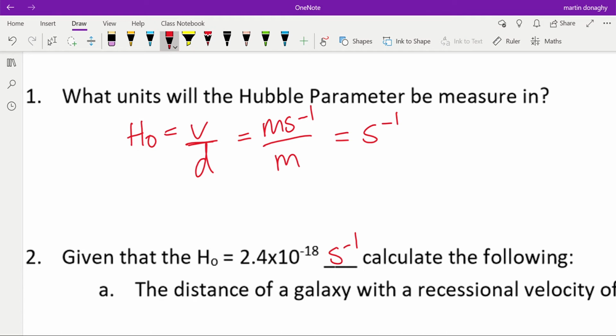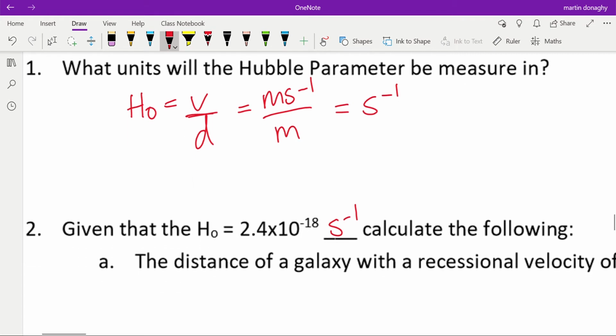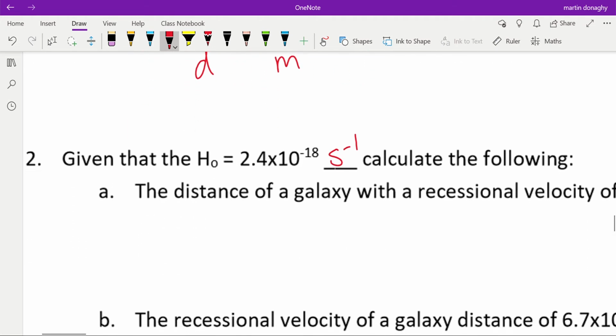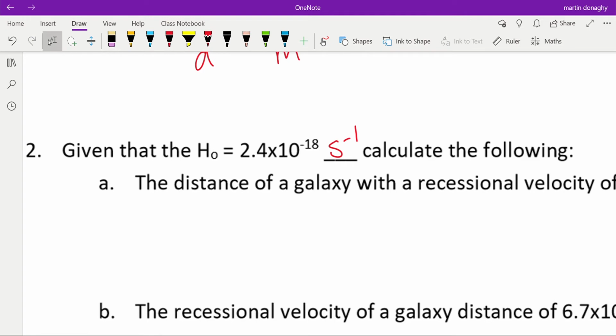There's a little bit of debate as to exactly what H0 is. It's so hard to take measurements of it. So you will either be told it or else you can take it from your data sheet, which I think is given as 2.4 by 10 to the minus 18.